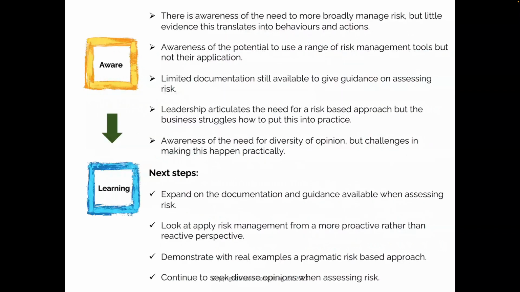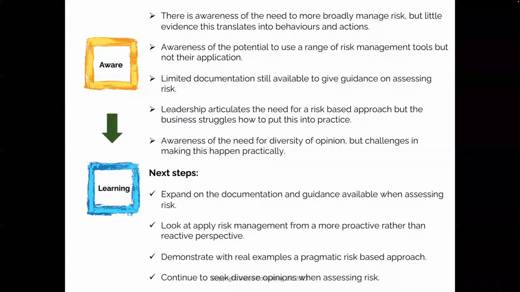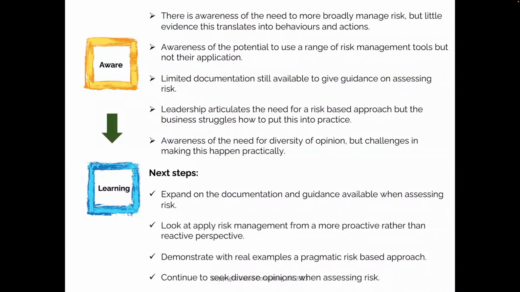So to move to the next level, again, it's all around expanding the amount of guidance, documentation and training of this approach across the organisation, and also trying to apply risk management from a more proactive than reactive perspective. And really, as a leader, to move your organisation into learning, you have to be able to demonstrate with real examples how a pragmatic risk-based approach actually moves the organisation forward in terms of its ability to manage risks.